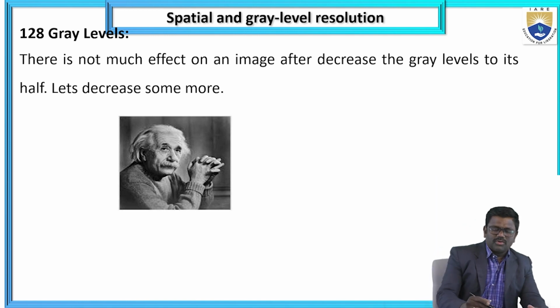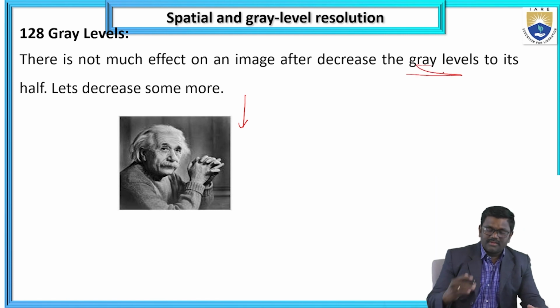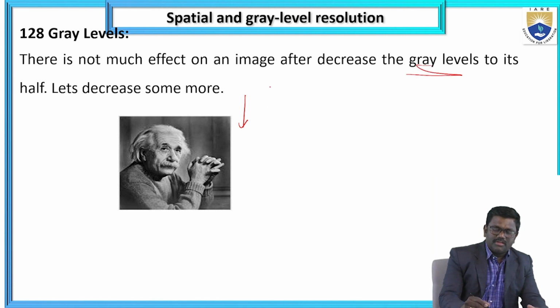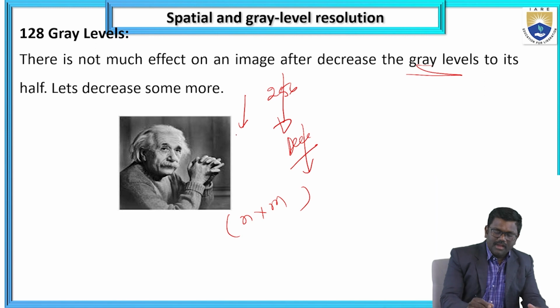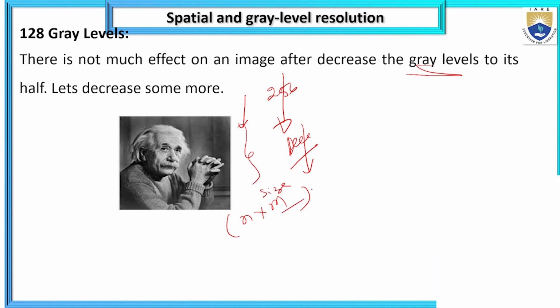In the sense that you are going to reduce the number of gray levels, the total values of 256 are going to be reduced. As we reduce them, the matrix n by m will automatically decrease in size. That is important here.